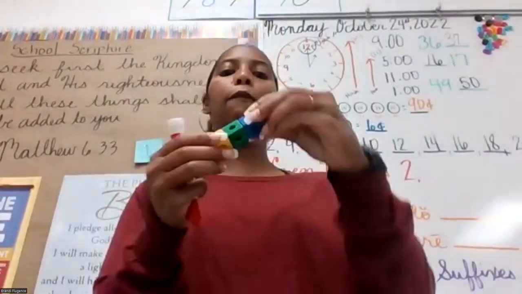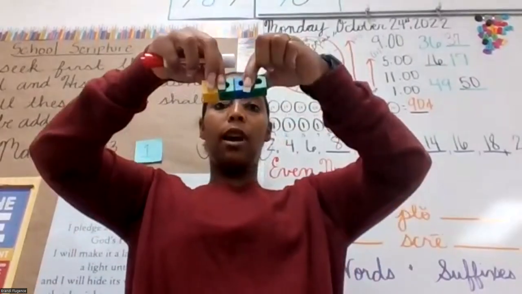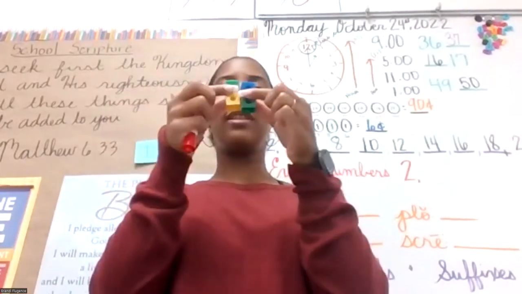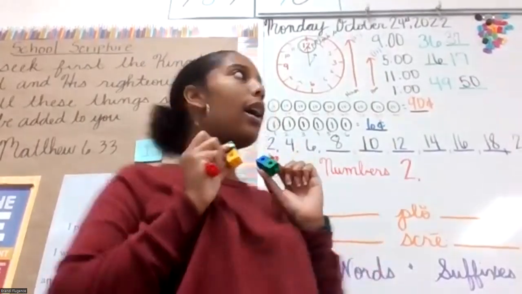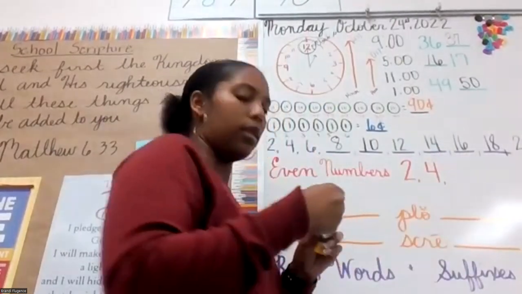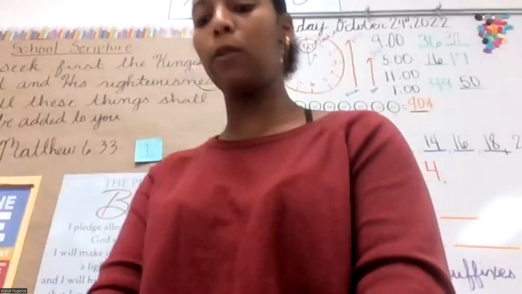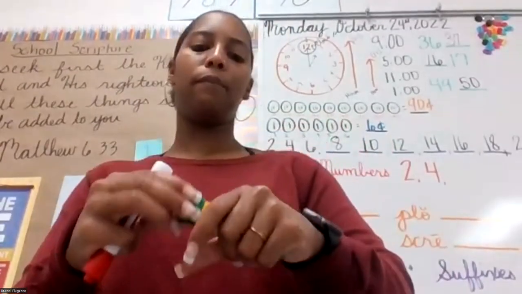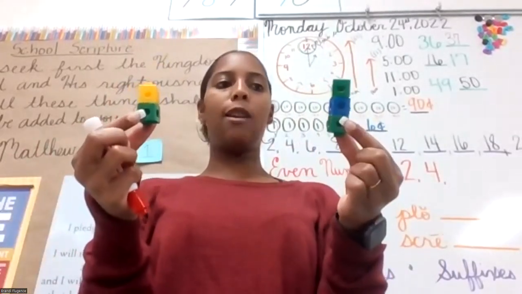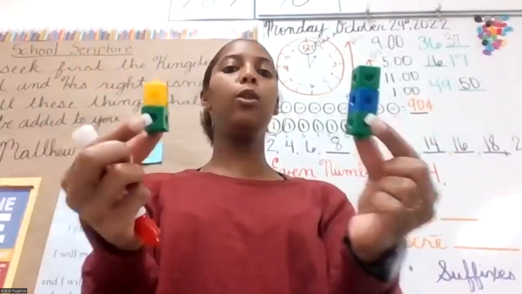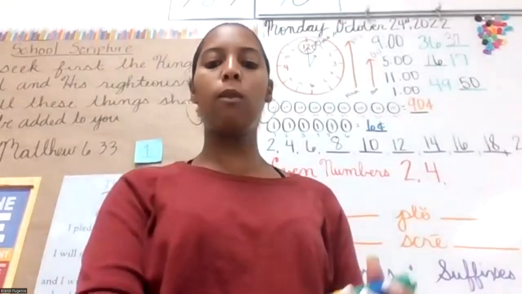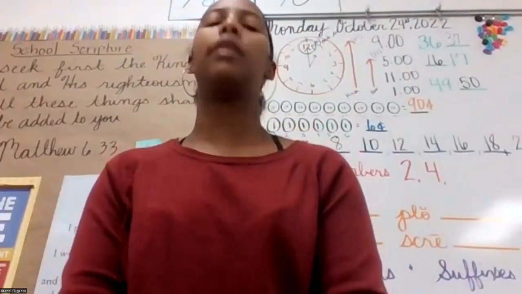Okay, next, look at this. I have four. Let me split four in half. Is it even? Yeah. I have two and two. Is this equal? Yeah. So that means four is a what? Even number. Four is an even number as well. Okay, let's look at five. We'll just keep going down the numbers. So I have five here. I'm going to split it in half. Is that even? Nope. I have three and I have two. That's not even. That's not equal. So five is not an even number. It has to be the same amount on both sides in order for it to be considered an even number.